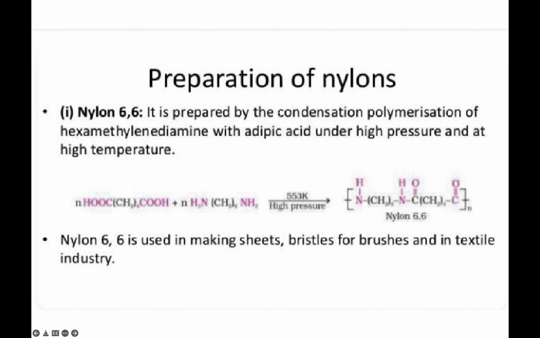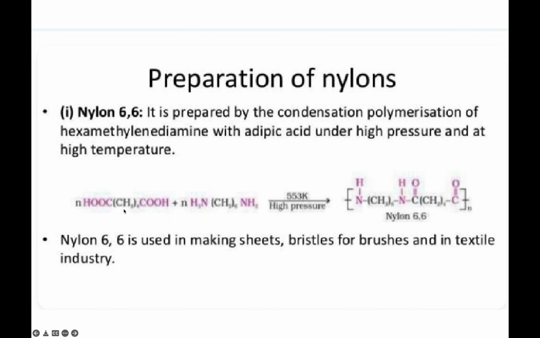Nylon 6,6 is normally prepared by a condensation polymerization reaction. What are the reactants? Hexamethylenediamine with adipic acid. Normally high pressure and high temperature are used, so under the condition of high temperature and high pressure nylon is formed. This reaction is given in the textbook as well. This is a very important reaction.